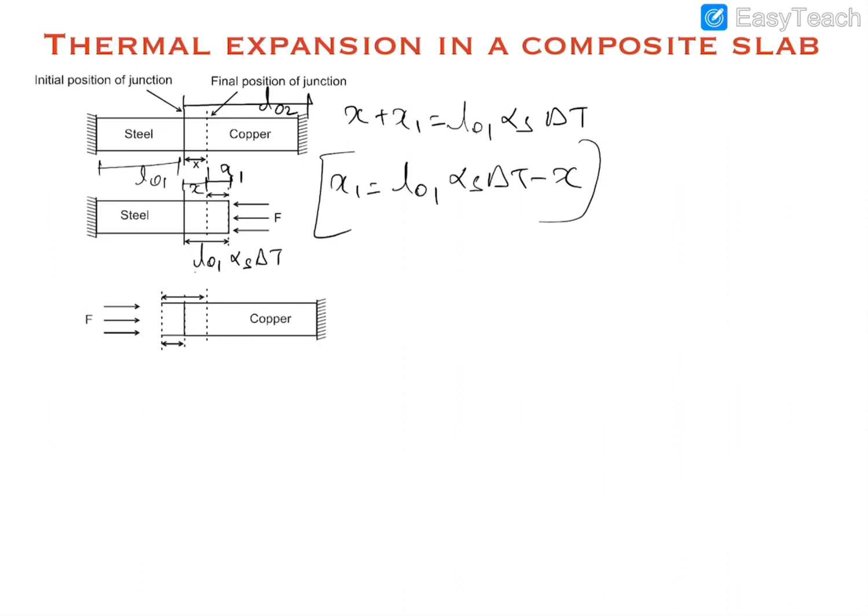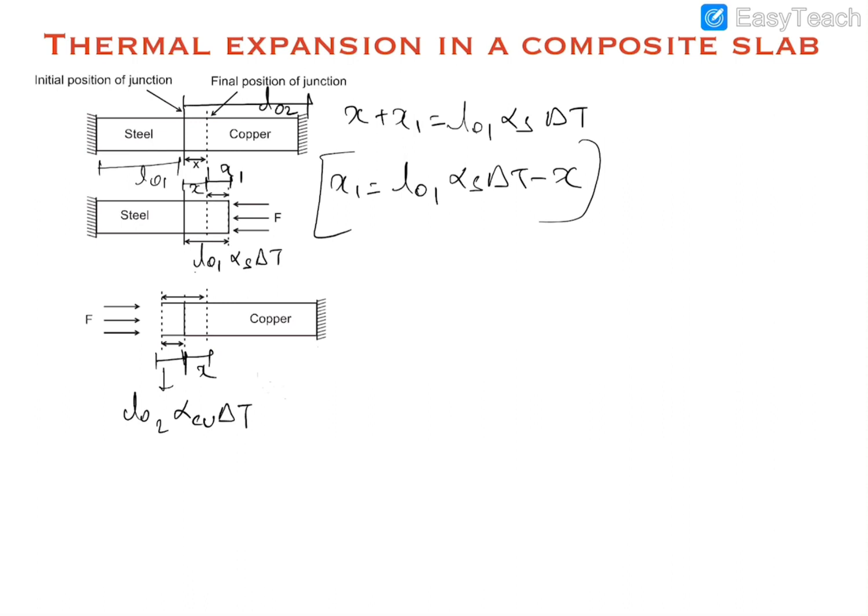Now in the similar case, if this junction was the initial junction for the copper, this length was initially L02, which we have already discussed. Finally the junction has moved by a distance of x. This is x. If the copper was independent, it would have expanded by L02 alpha copper delta T, and its junction would have moved from this position to this position. But in fact the junction is moving towards the right instead of the left. So the junction has moved towards the right by a distance of x.